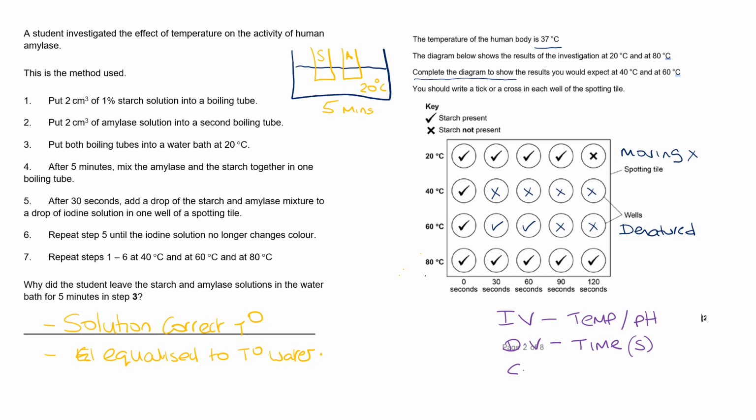And then in terms of control variables, there are several that you could think of. The same volume of starch and amylase each time. Make sure you leave it for the same amount of time between samples. And equally, make sure you have the same amount of iodine in each of the little wells.